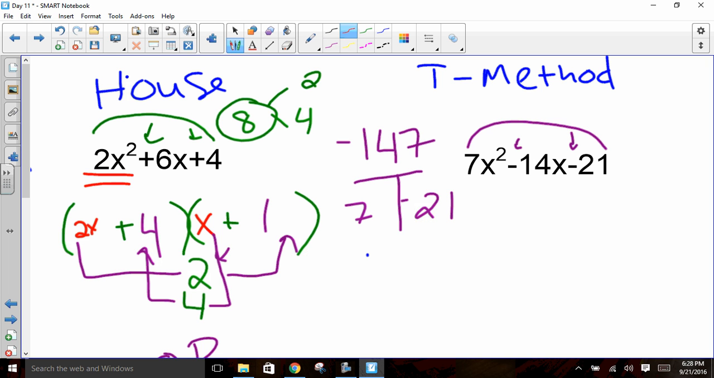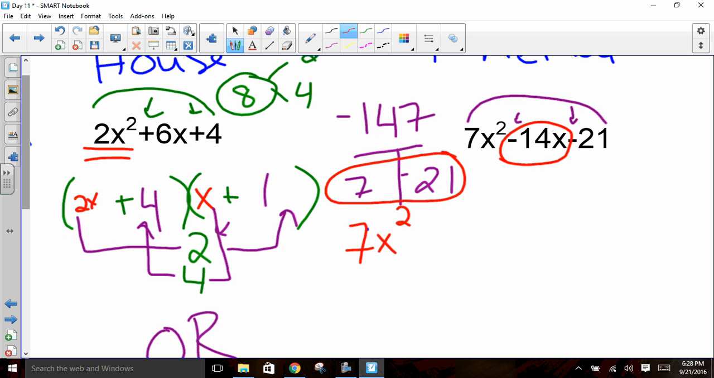All right, so when I do T method, I'm going to write my first term the same. So I have 7x squared. I'm going to replace the 14x with the two numbers that I just found. Now when I do this, I want to try and keep same signs together or numbers that multiply into each other. So 7 goes into both 7 and 21, but I want my positive 7 here so I don't have to deal with some sign issues. So I'm going to have plus 7x minus 21x minus 21.